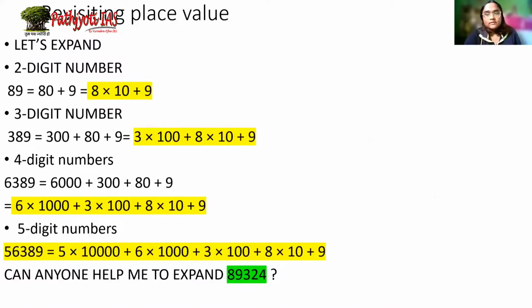Like 89, as you can see in the example, we can expand it like this, like 8 into 10 plus 9. Then a three-digit number as follows. And a four-digit number we can also expand accordingly, because it has a 1,000 place in it as well as a 100th place and 10th place and the unit place. So we can do it accordingly. And so, it's a very basic concept.